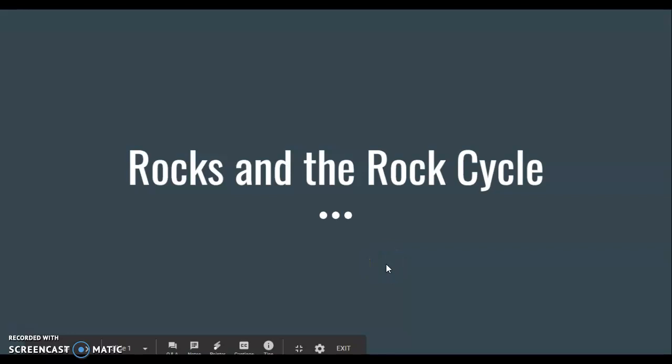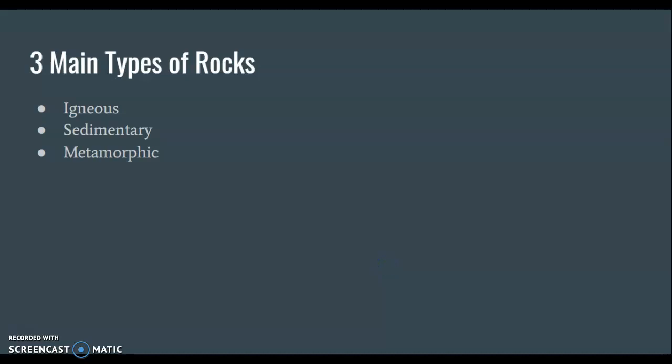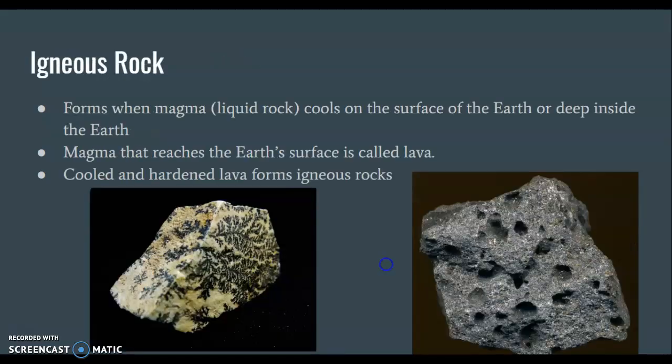This lesson is on the different types of rocks in the rock cycle. There are three main types of rocks that we are going to look at today: igneous, sedimentary, and metamorphic. The first type of rock we're going to look at is igneous rock. Igneous rocks form when magma or lava cools on the Earth's surface or deep inside the Earth.